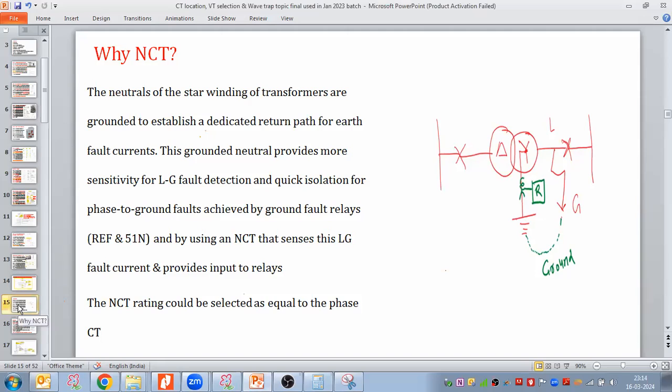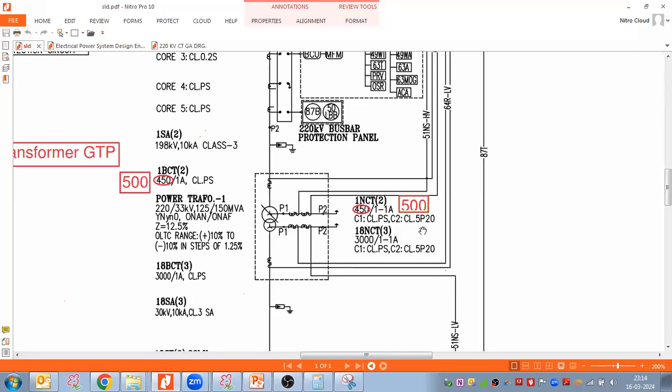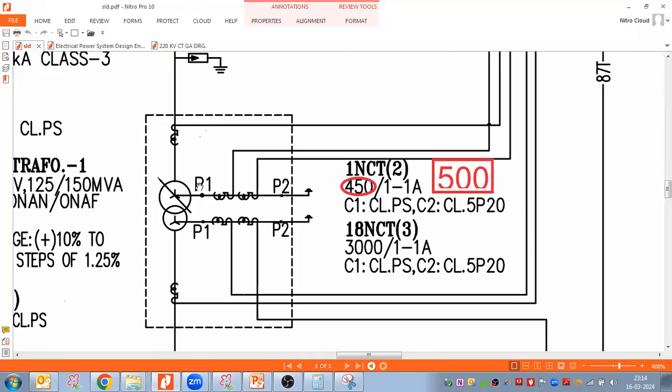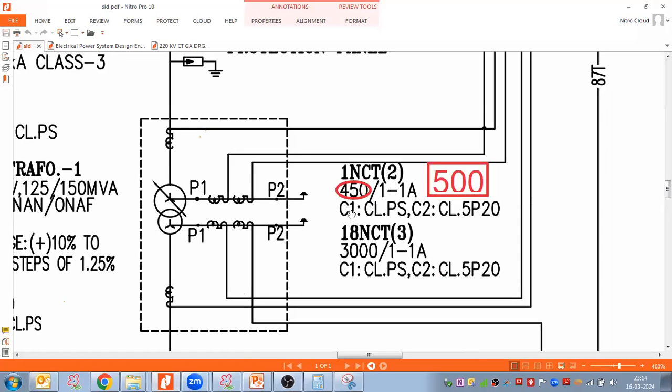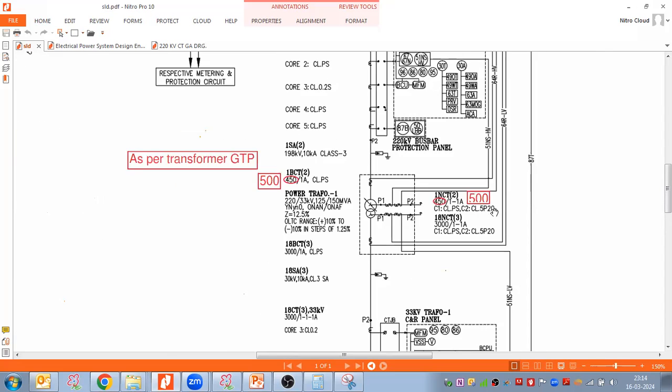What about the class of the CT? See, REF would be PS class. And this is overcurrent, so for the overcurrent, what class do we take? 5P20. So that would be 5P20. You can see here, my P1 here, core 1, C1, C stands for core 1, PS class. And this is my core 2, which is near P2. So that is 5P20 class.